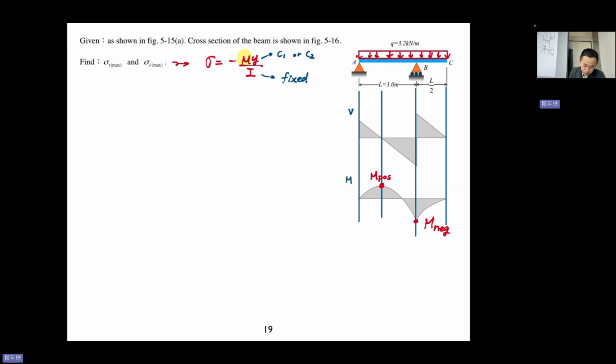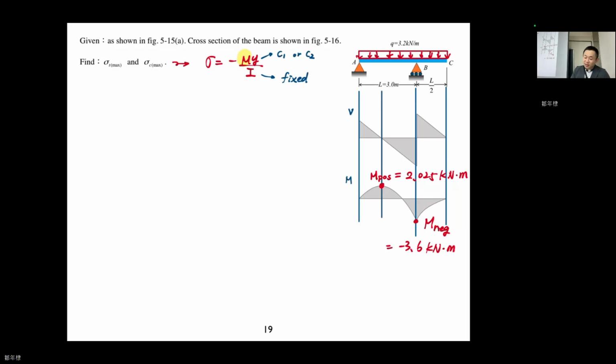Now, also based on chapter 4, we know that M positive equals 2.025 kN·m, and M negative equals minus 30.6 kN·m. How can we know these two values? Because we learned it in chapter 4, so we need to get this by ourselves.